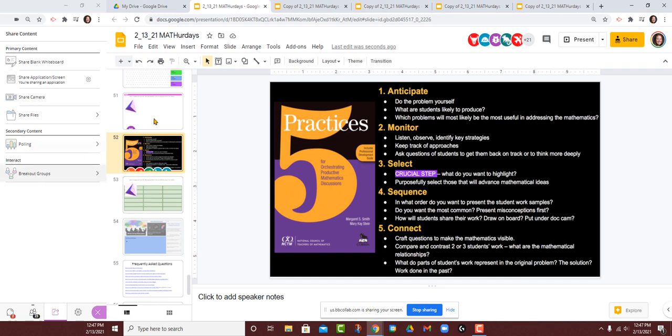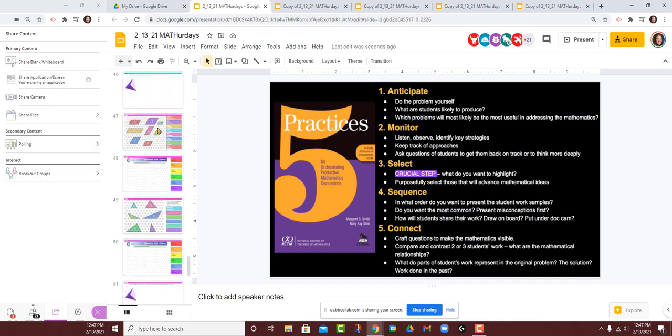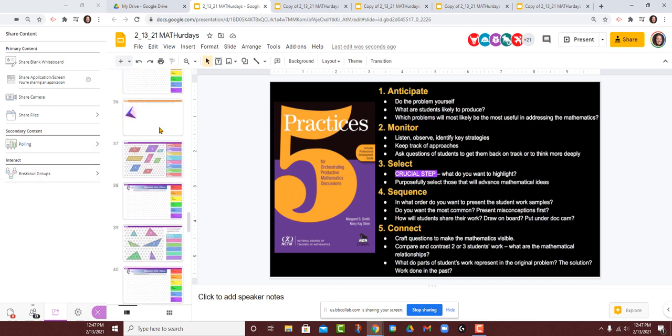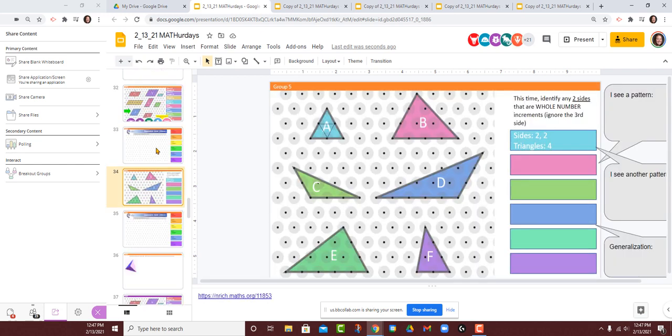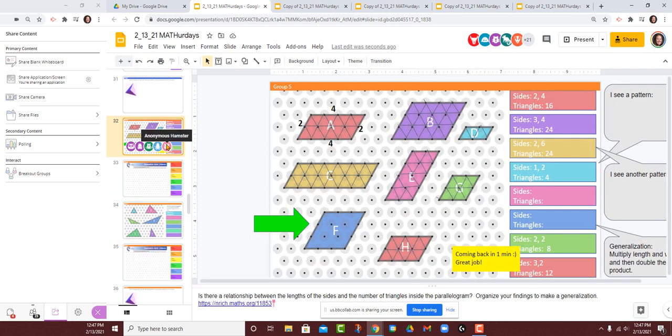We are going to start off with Group 5's work. They are going to tell us all about letter F and how they were thinking about letter F. I'm on slide 32. You can follow with us and collaborate on the slides. And Group 5, what did you do with letter F?